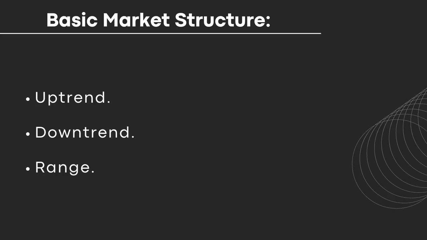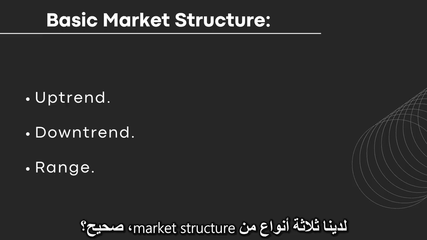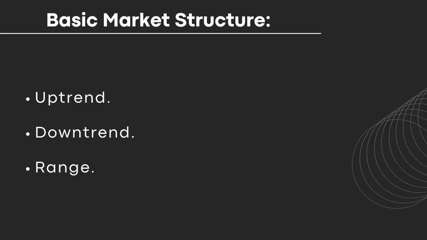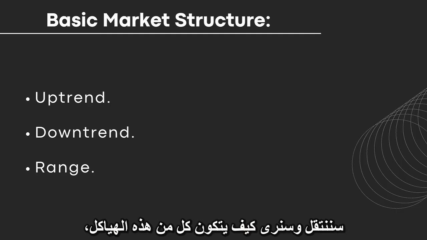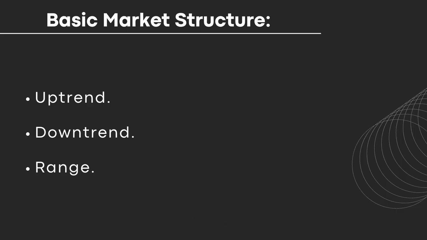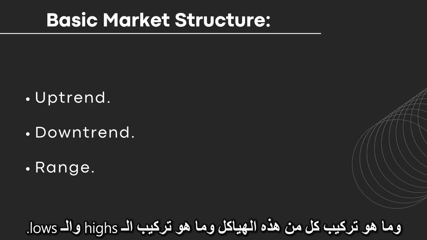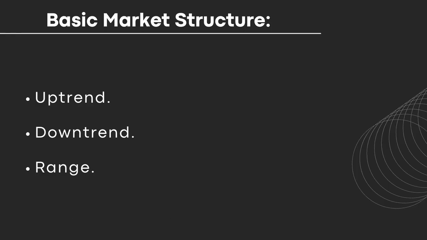Moving on, in basic market structure we've got three types of market structure: the uptrend, the downtrend, and last but not least, the range. Now we're going to see what each structure is made up of, and what the combination of highs and lows is for each. Some of you might be aware of it, but it's good to revise. So let's move on.